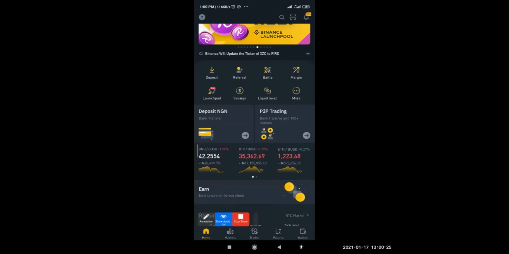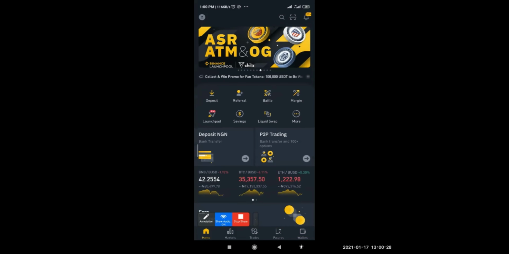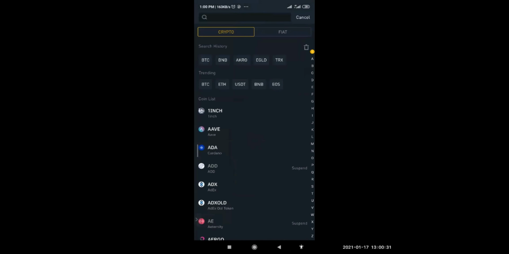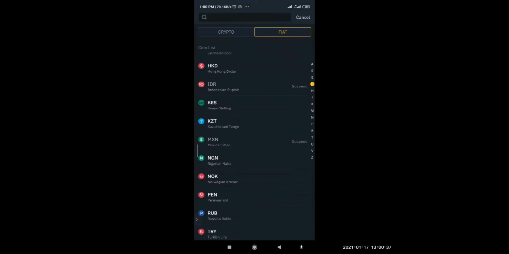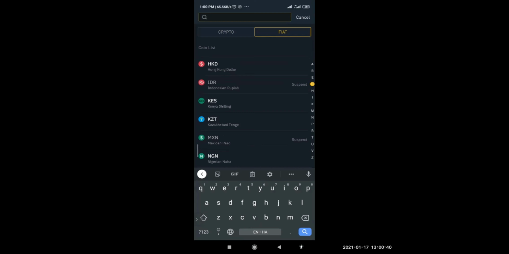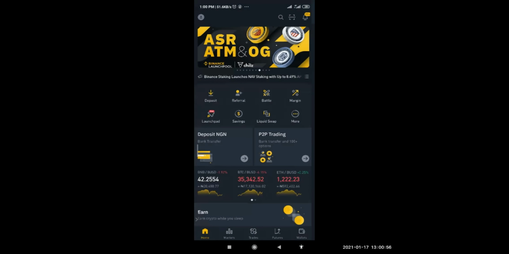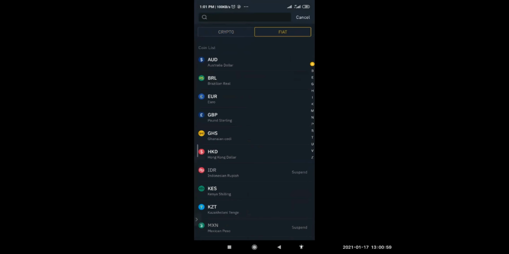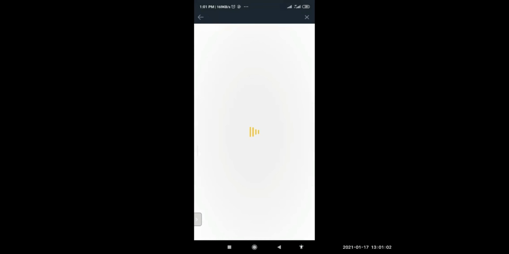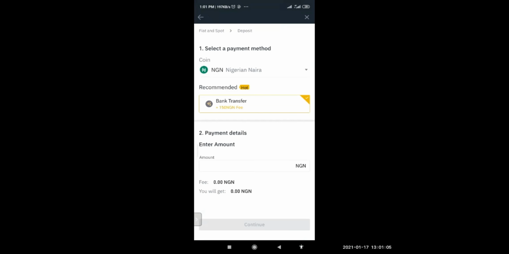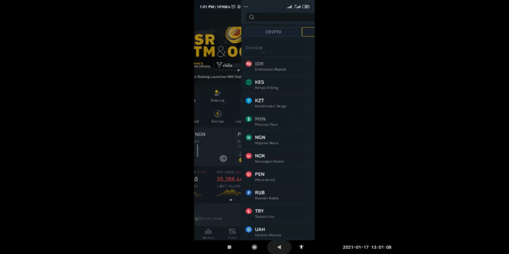And for those of you whose page is different from mine, just come to deposit. When you click deposit, click fiat instead of crypto. Click fiat, and then scroll down to where you see Naira, or you can search here NGN, Nigerian Naira. Click it, and then it will take you to the same place as the first one. Deposit, change to fiat, scroll down, NGN, and then you insert the amount, and then you can buy your first crypto.